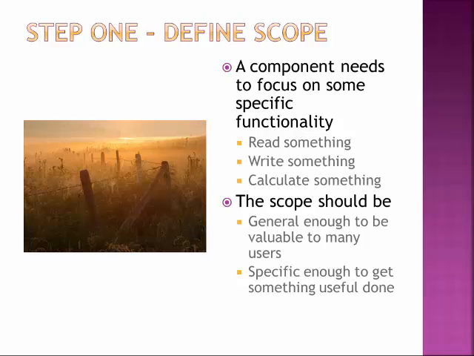So step one is to determine the scope. When I want to build a component, I base its functionality on the types of things I want to do. In the I/O world, we're going to read something, write something, calculate something, along those lines. That scope should be general enough that many people can make use of it, but specific enough that it gets something useful done. I don't want a scope that says I want to write all data to all databases. That's too generalized. That's leaving too much work for me to do.